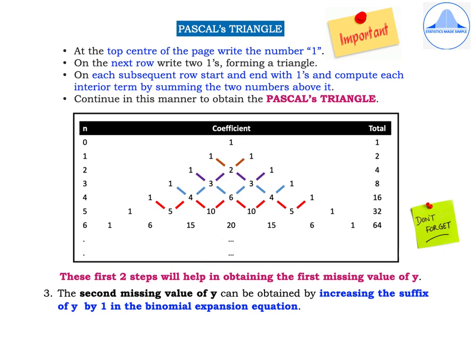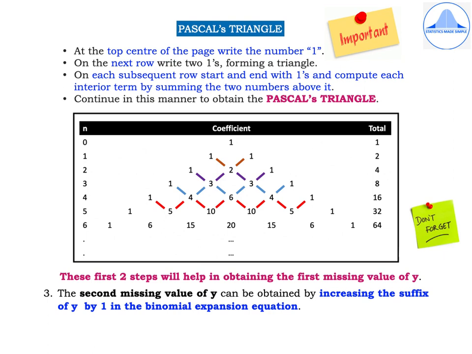The second column is the coefficient and the third column is the total. Now please observe the first row. When n takes the value 0, under coefficient you write the number 1 and so the total also will be 1. When n is equal to 1, that is in the second row, under coefficient you write 2 ones as I have indicated, which will look like a triangle, and when we add these 2 ones, the total will be 2.